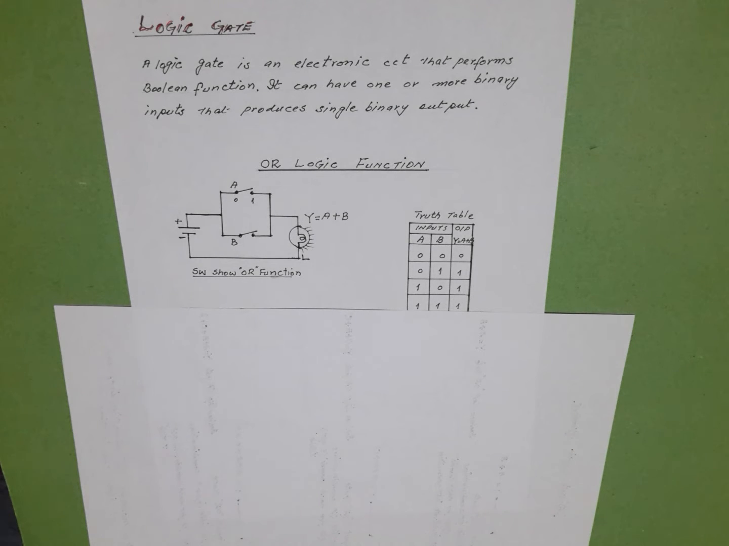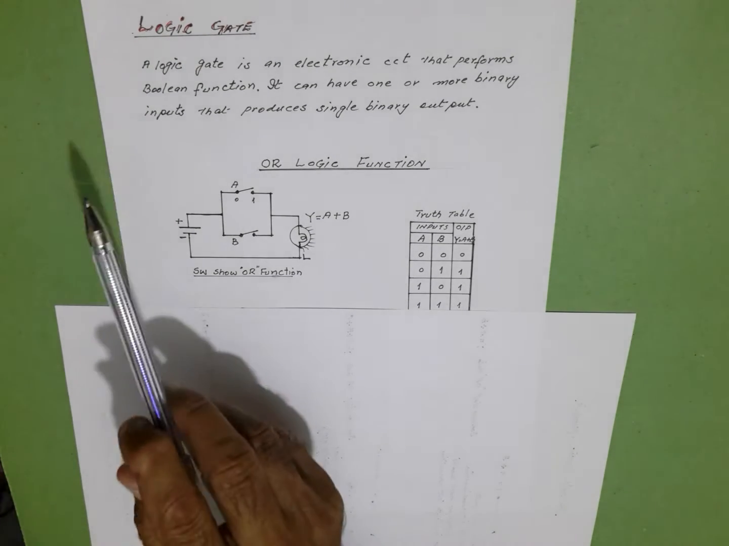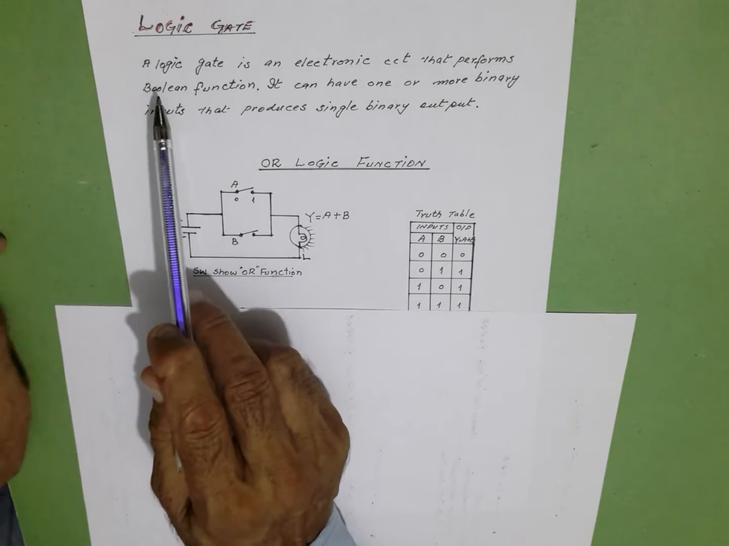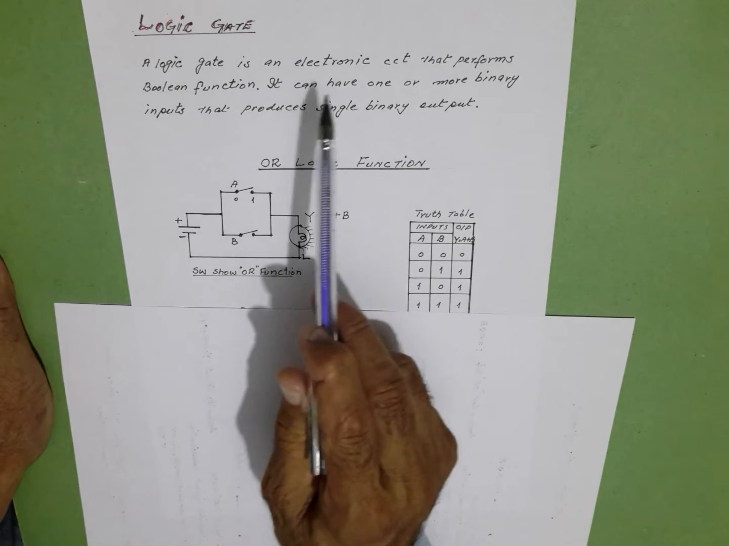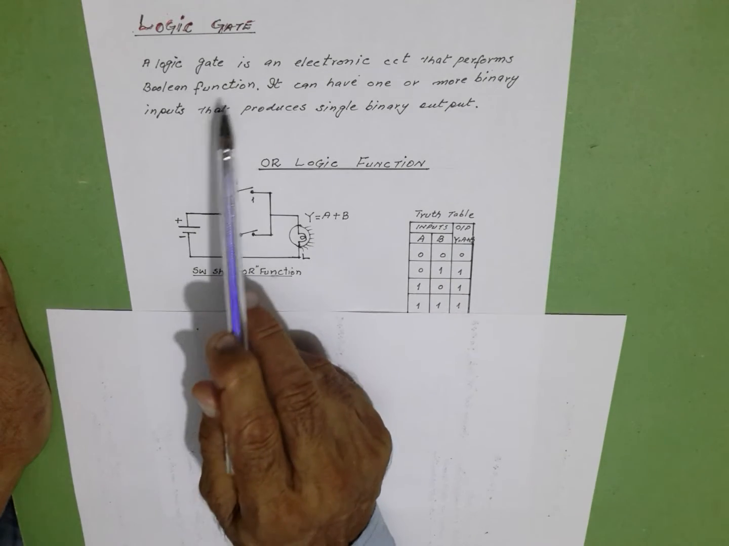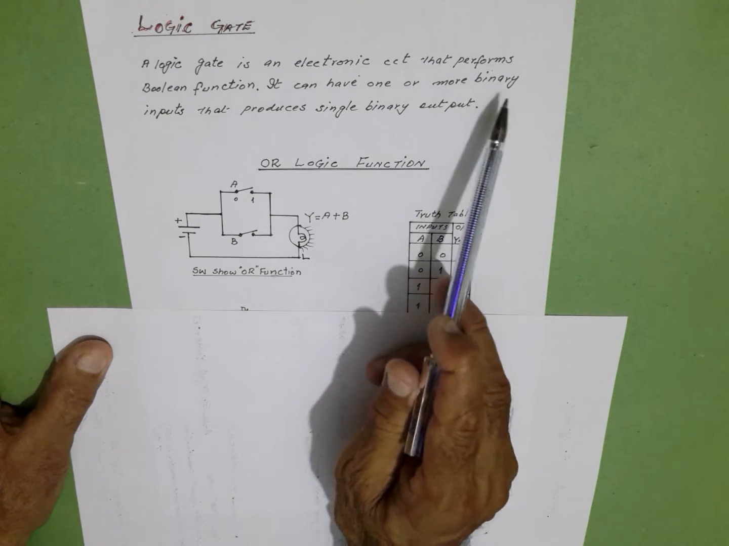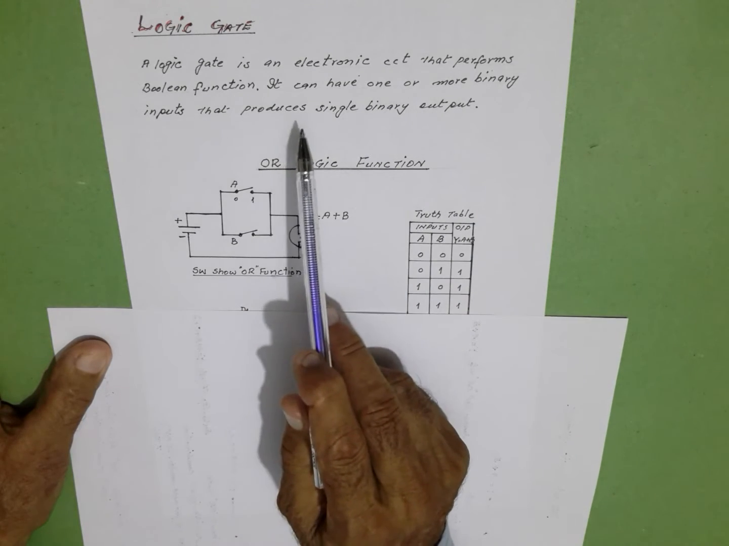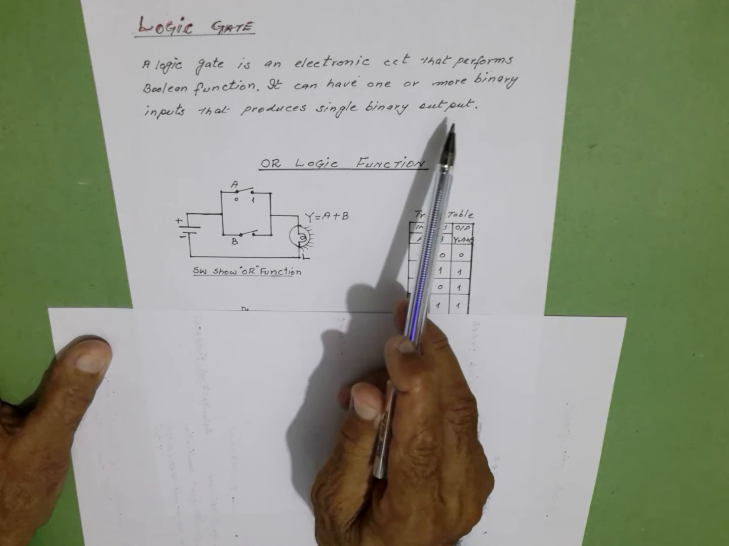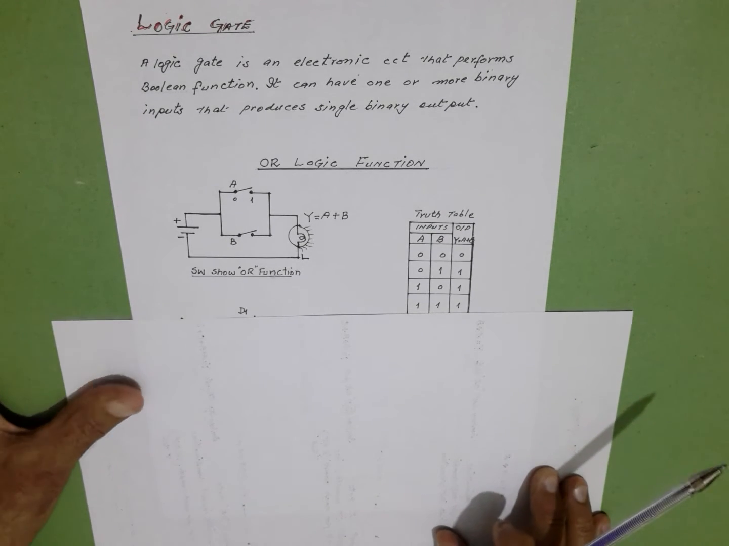OR logic function. Looking at the board, we have a logic gate is an electronic circuit that performs a Boolean function. It can have one or more binary inputs that produce a single binary output. This is the definition of a logic gate.